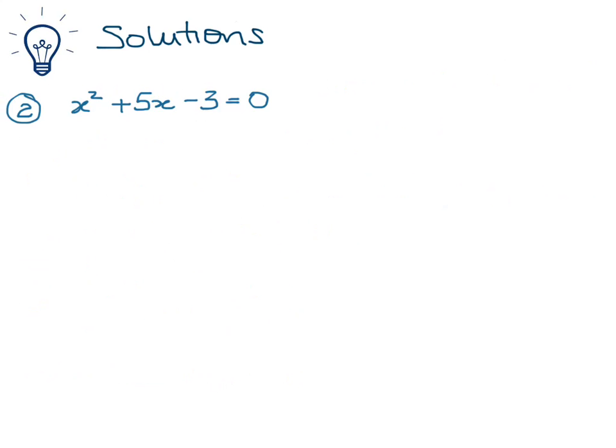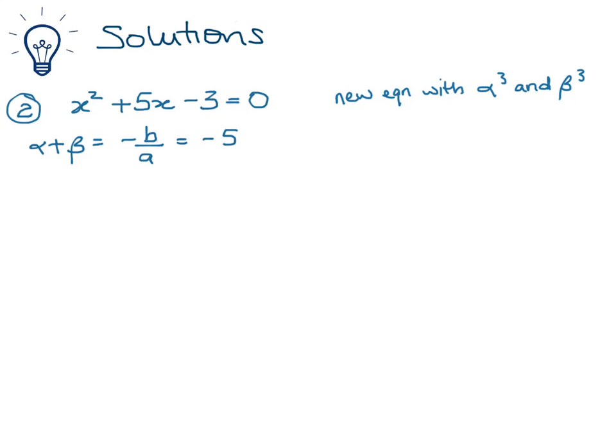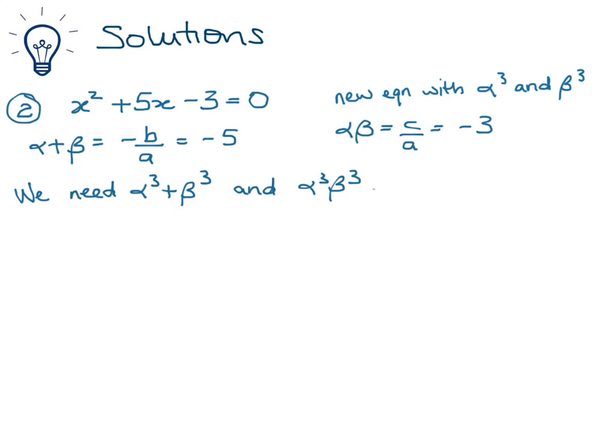For our second question, we are given the equation x squared plus 5x minus 3, and we want a new equation with roots alpha cubed and beta cubed. So we know the sum, alpha plus beta, equals negative b over a, which is negative 5. And the product of the roots, alpha beta, is equal to c over a, which is negative 3. We need alpha cubed plus beta cubed and alpha cubed beta cubed. Alpha cubed plus beta cubed, remember, is alpha plus beta all cubed minus 3 alpha beta multiplied by alpha plus beta.